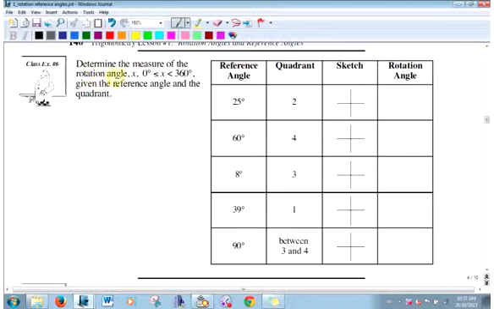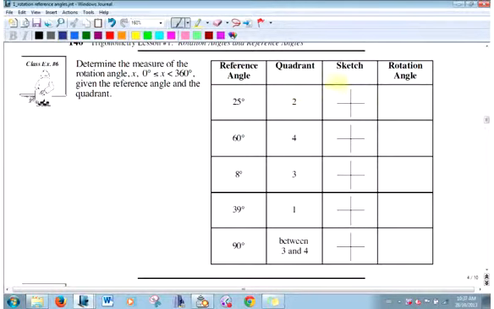Determine the measure of the rotation angle, something between 0 and 360, given the reference angle and the quadrant. You notice they have a little sketch here to try to help us. I better get my small pen. Okay, a reference angle of 25 in quadrant 2. Do you know how to draw that?